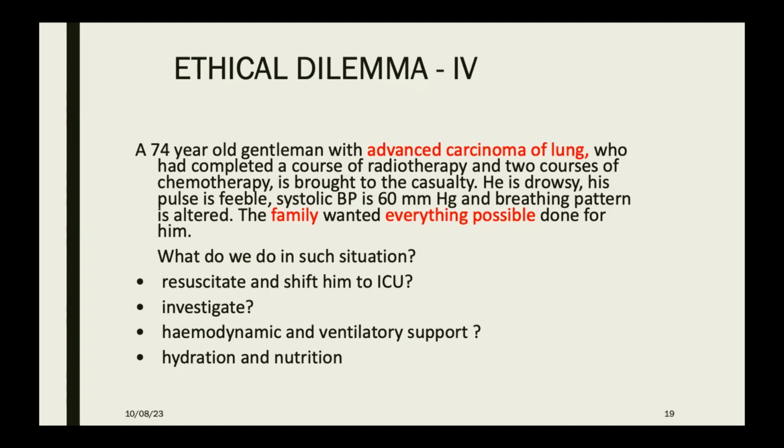So this is another example, and very interestingly, this particular gentleman has an advanced cancer of the lung. He's completed a course of radiotherapy and 2 courses of chemo. He's brought to the casualty. He's drowsy. His pulse is feeble. He has a systolic BP of 60 millimeter of mercury, and the breathing pattern is altered. Now, the family wants everything possible done for the patient. So, what do we do in such a situation?